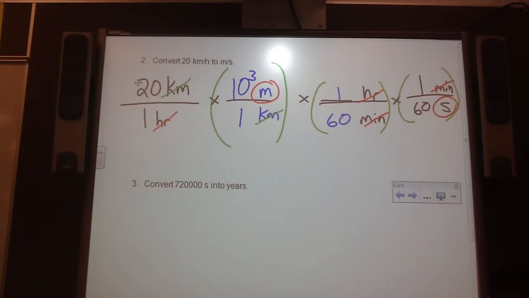Now, there's a hint. I don't know if I taught this to you last year, but I think I did. When you're going 10 times 10 to the power of whatever, do you know that you can use the second E key?